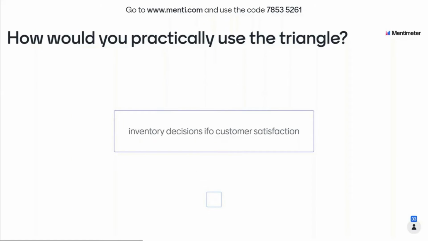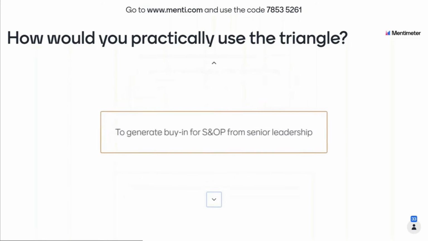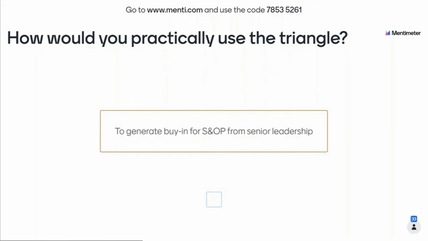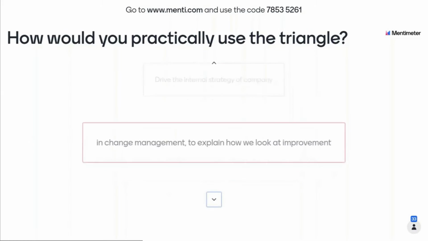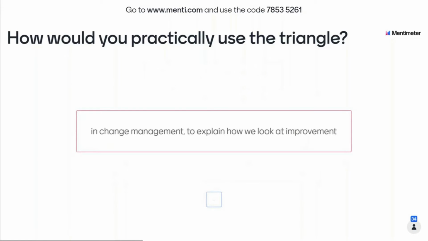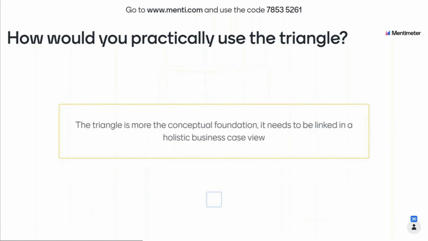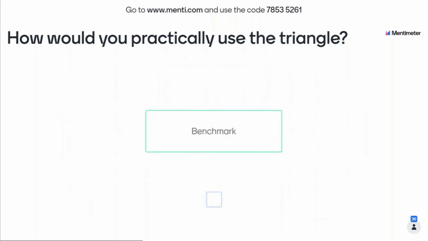Inventory decisions in function of customer satisfaction. Generate buy-in for S&OP. Excellent. That's also what I use it for. Drive the internal strategy of the company. So how would strategic trade-offs have an impact? Agree. Seems to be more coming, but I'll need to switch back to my presentation.